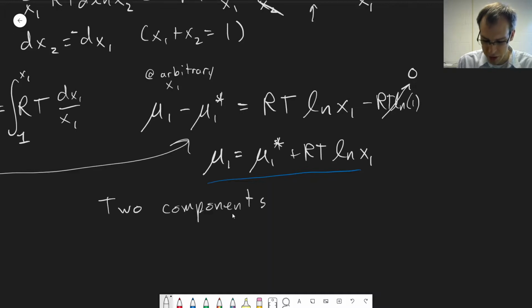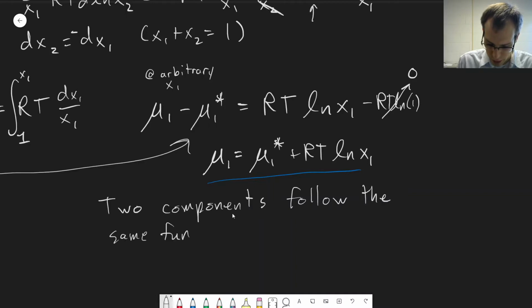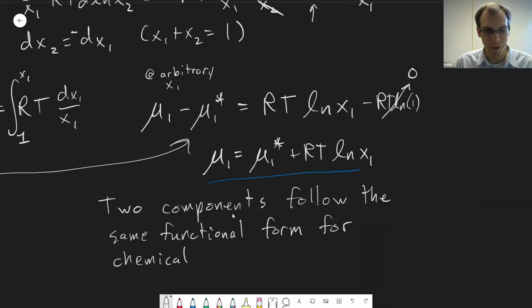And that is generally true. It's not just true for this specific equation, but in general, the two components of the mixture follow the same functional form for their chemical potentials. This shows why the Gibbs-Duhem relation is useful, and why we went to the trouble of deriving it. This is not a random functional form we chose. This is something that's going to be relevant for these liquid-liquid solutions that we'll be looking at.